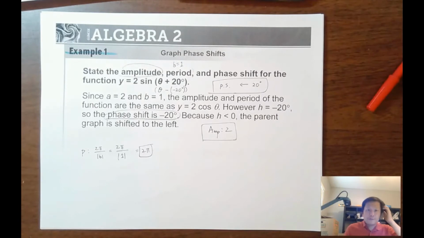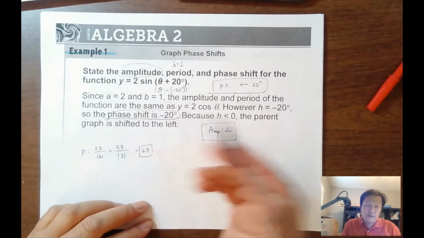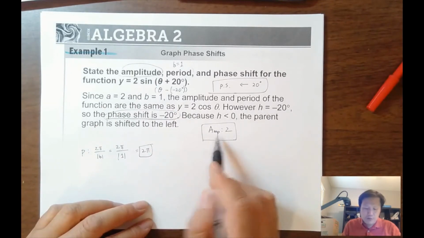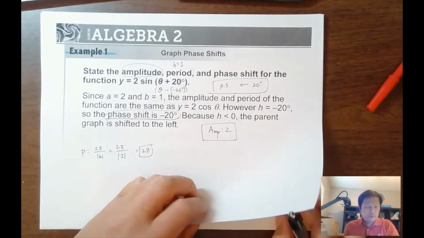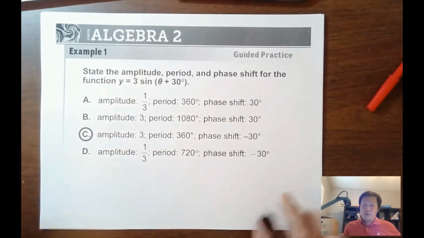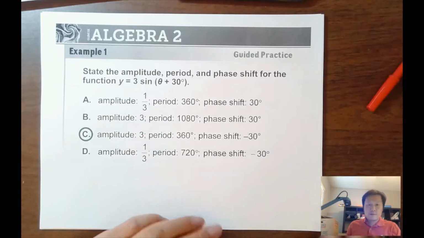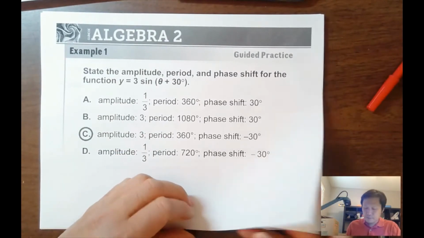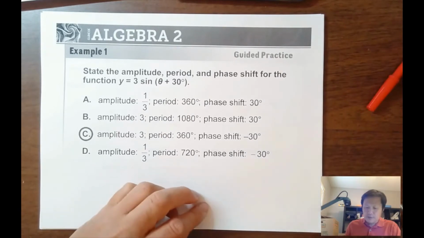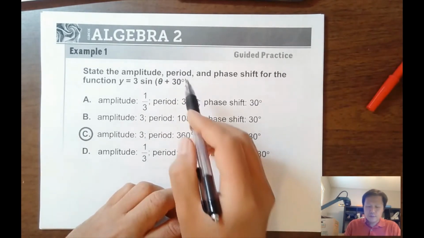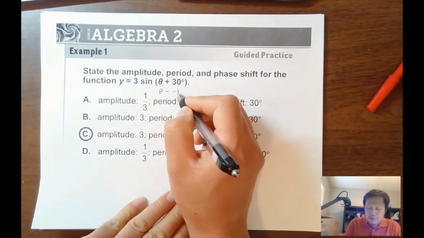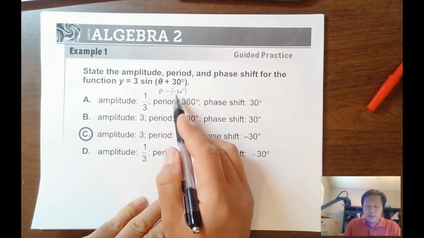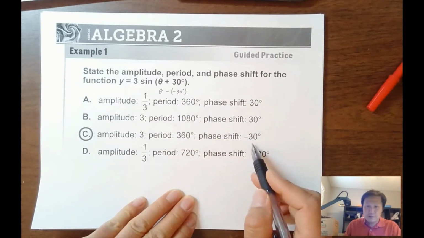So the only change from last week is that we are just adding phase shift. We already learned amplitude, and we already learned how to do period. You should pause it and try this by yourself. Minus means you're going to the left. When you calculate the h value, which is theta minus 30 degrees, h is minus 30 degrees, meaning you go left by 30 degrees.